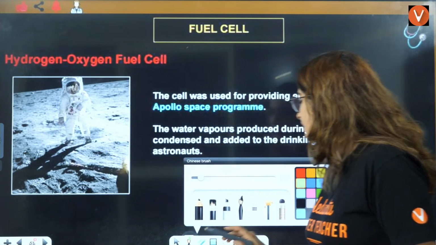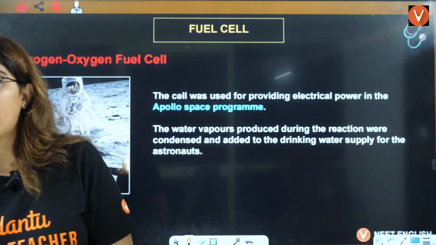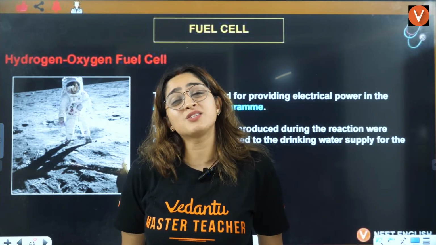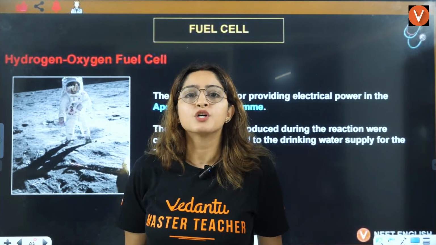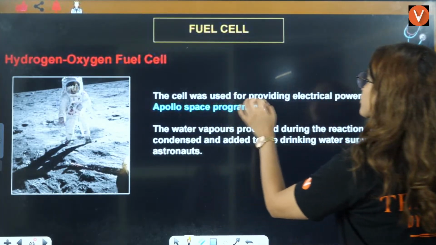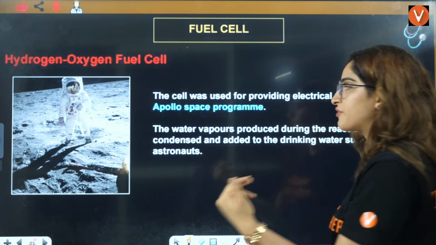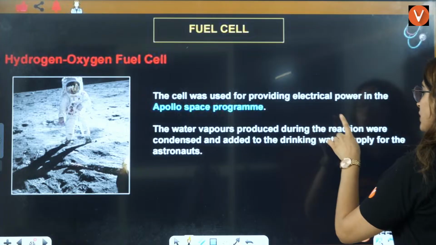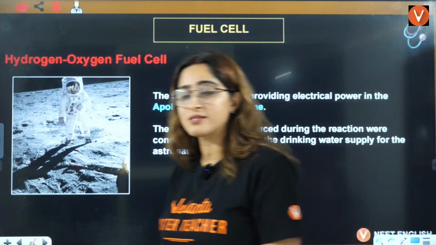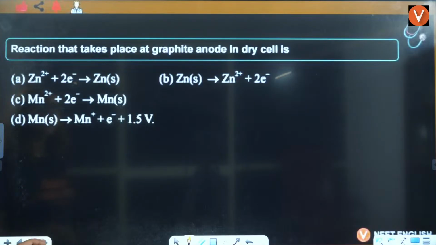Okay. Then a use of this cell is in space, where they don't have groundwater, they can't take out groundwater in space, and there is a limit on how much water they can take, right? So what exactly do the astronauts do? The cell was used for providing electrical power in the Apollo space program, right? From this, electricity is generated. The water vapors produced during the reaction were condensed and added to the drinking water supply for the astronauts, right? So they used it for drinking water. Okay, right?